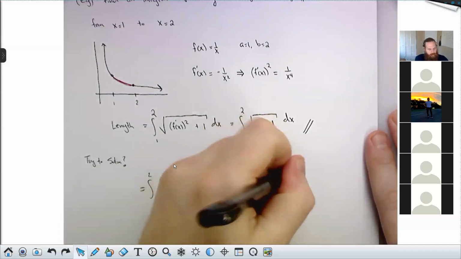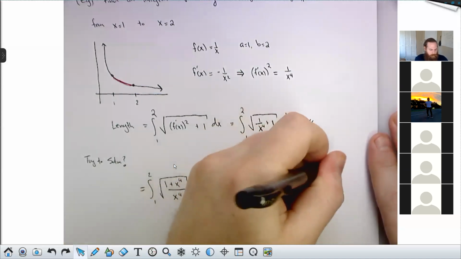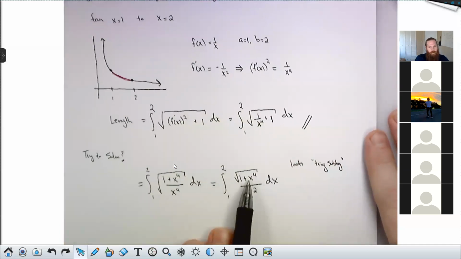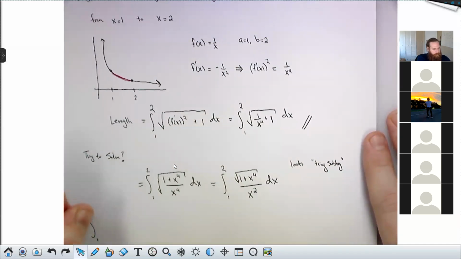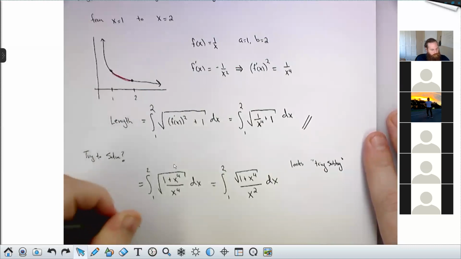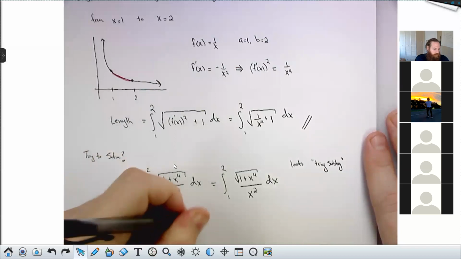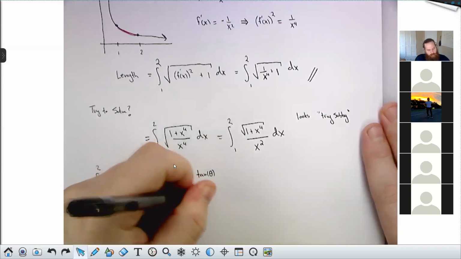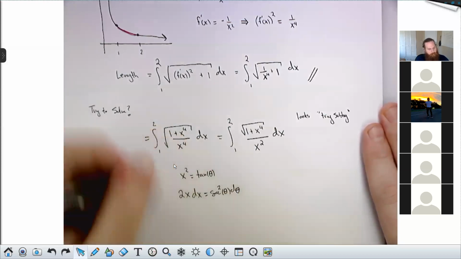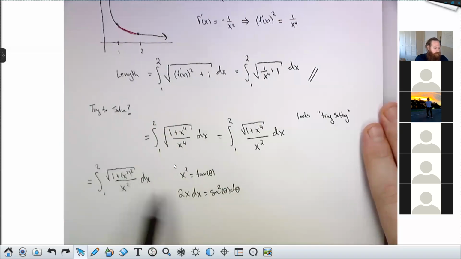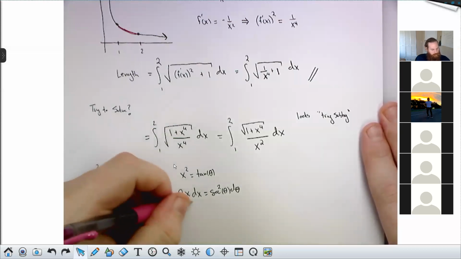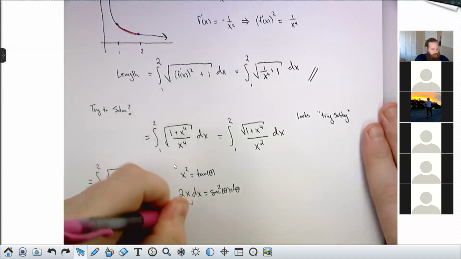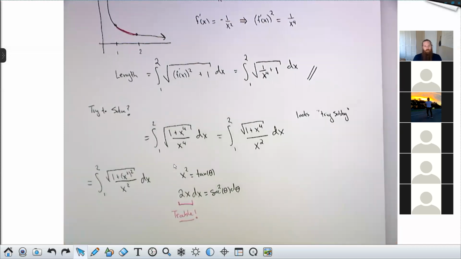From here, this kind of looks like a trig substitution. If this was an x squared, I know that the square root of 1 plus x squared I would normally handle with the substitution x equals tan theta. So maybe I think of it as the integral from 1 to 2 of the square root of 1 plus (x squared) squared, all divided by x squared dx, and try the substitution x squared equals tangent theta. That's not a crazy idea. But then your differential is 2x dx equals secant squared theta d theta, and I don't have an x dx upstairs to play with. So this is trouble. In fact, it's such bad trouble that we're not going to be able to do it.